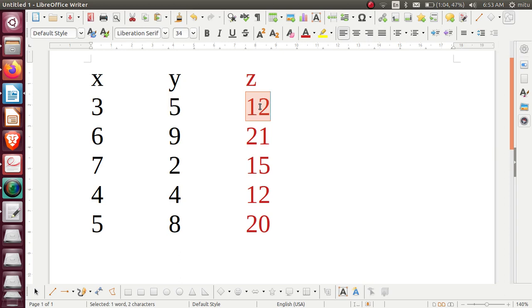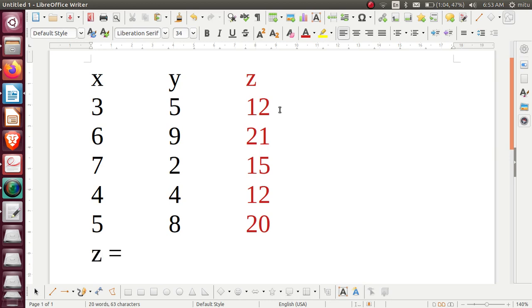Can you formulate it? You can check it. Now 6, 9, 21 here. Then here we have 7, 2, 15. Here we have 4, 4, 12. And here we have 5, 8 and 20. Is there any relation which is applicable to all the 5 rows in this particular table? What relation or what equation will satisfy this? Z is equal to what?